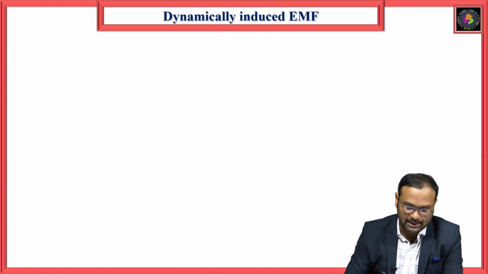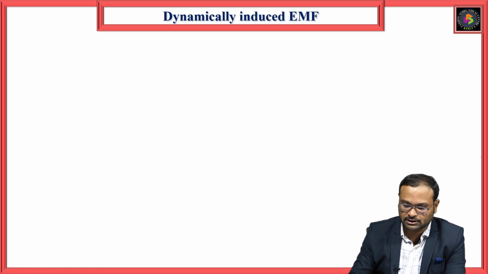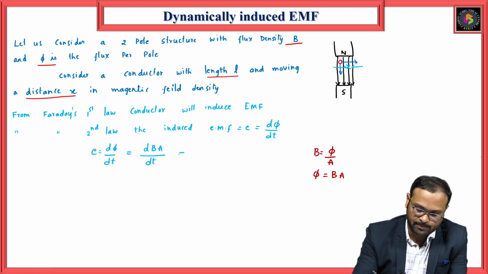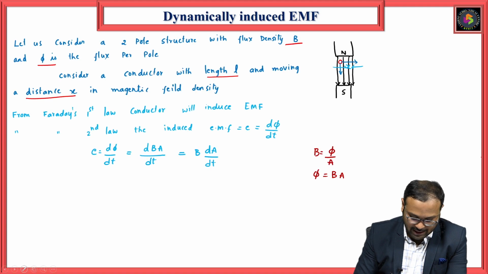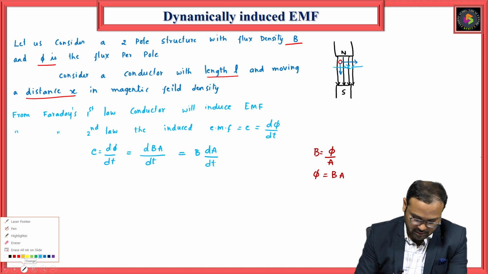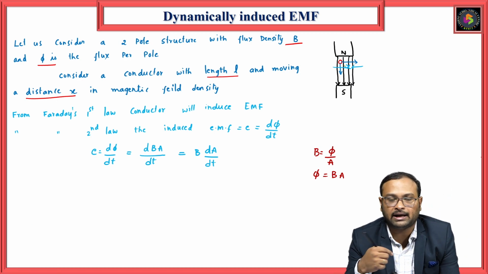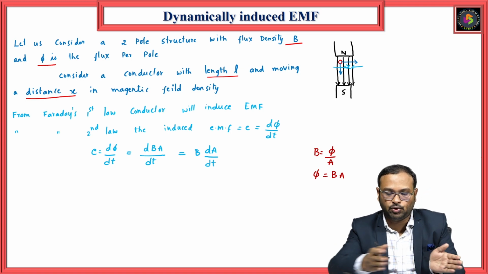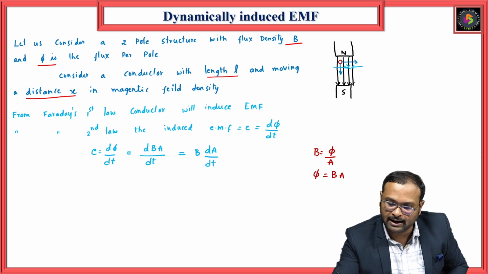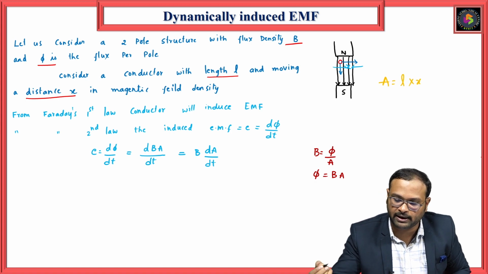Here we know that B is the flux density, which is constant for the structure. So B will come outside, so it becomes B into dA by dt. Now we have to know what this area is. This is the length of the conductor L, and it is moved a distance x. So the area A is equal to the length of the conductor L times the distance covered by it, x.